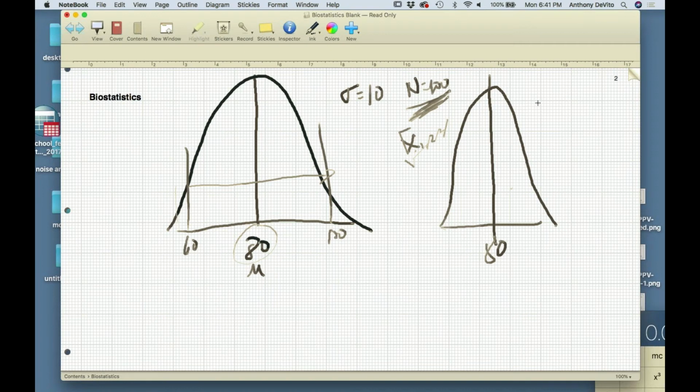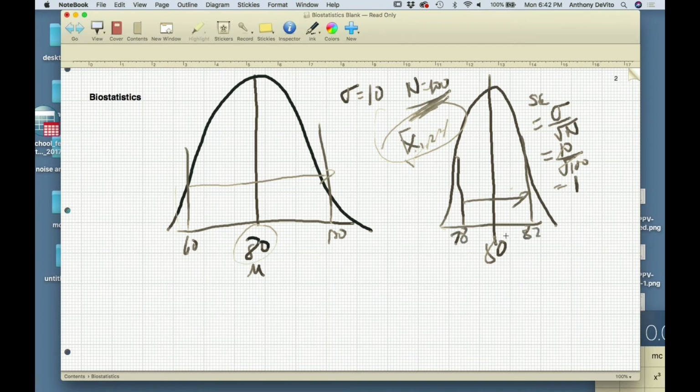Well, the standard error, the standard deviation of these repeated samples, is going to be equal to the standard deviation of the population over the square root of the sample size. In other words, 10 divided by the square root of 100, or 10 over 10, which is equal to 1. So 95% of the sample means would be between 2 standard deviations below and 2 standard deviations above, which in this case would be 78 and 82. It's a new distribution, but it approximates the mean of the population, and it's much narrower.